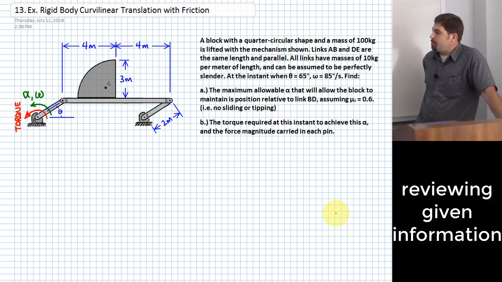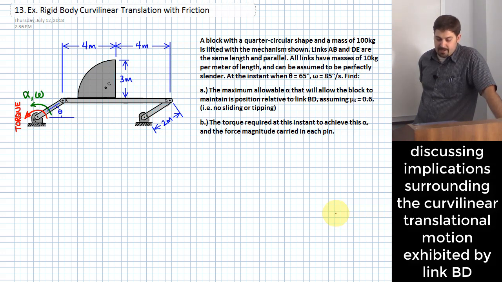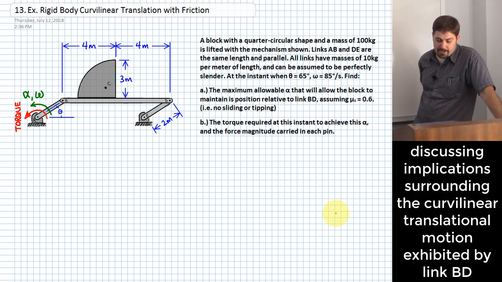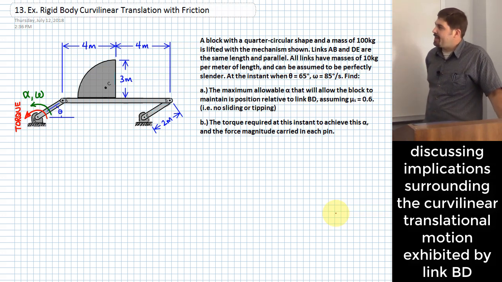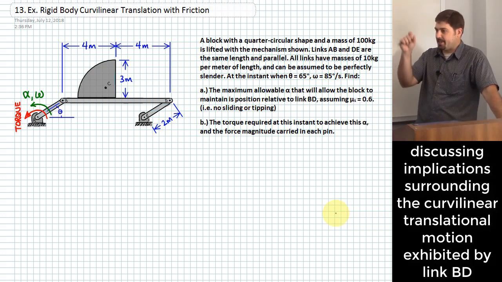All right, so the big first thing that I need to discuss here is we're given some information. We're given that links AB and DE, those two links, are the same length and they are parallel with one another. If I know that they're the same length and parallel, what can I surmise about the motion of link BD? Well, here's how you can think about that. You know that point A and point E are not moving, right? Those are fixed, they're not translating.